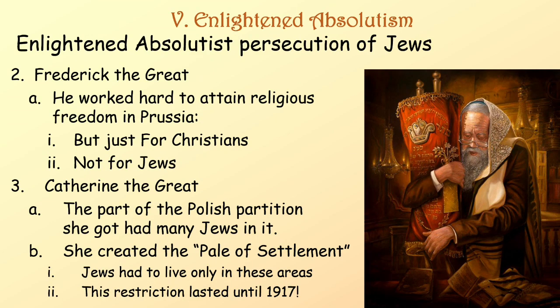Frederick the Great worked hard to attain religious freedom in Prussia, but just for Christians, not for Jews. Catherine the Great, the part of the Polish partition that she got had many Jews in it, so she created what was called the Pale of Settlement. Jews had to live only in these areas, and this restriction lasted until 1917.